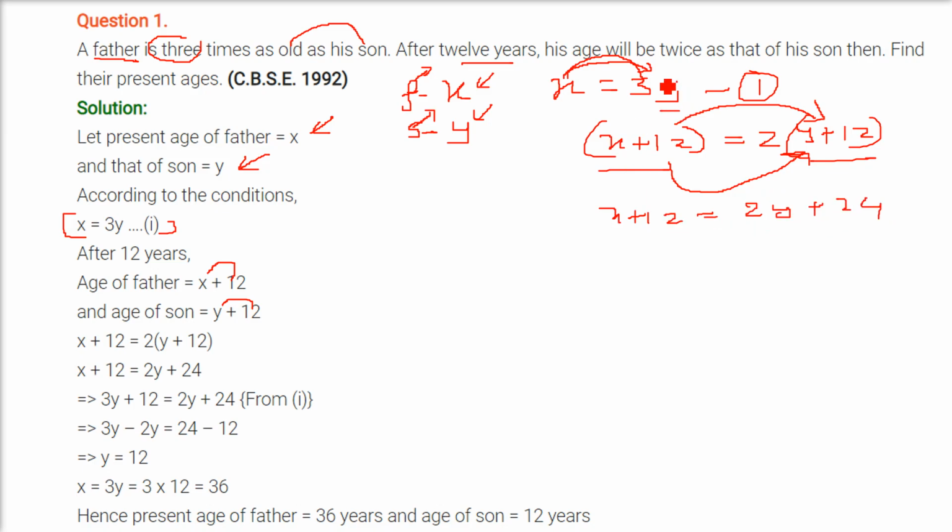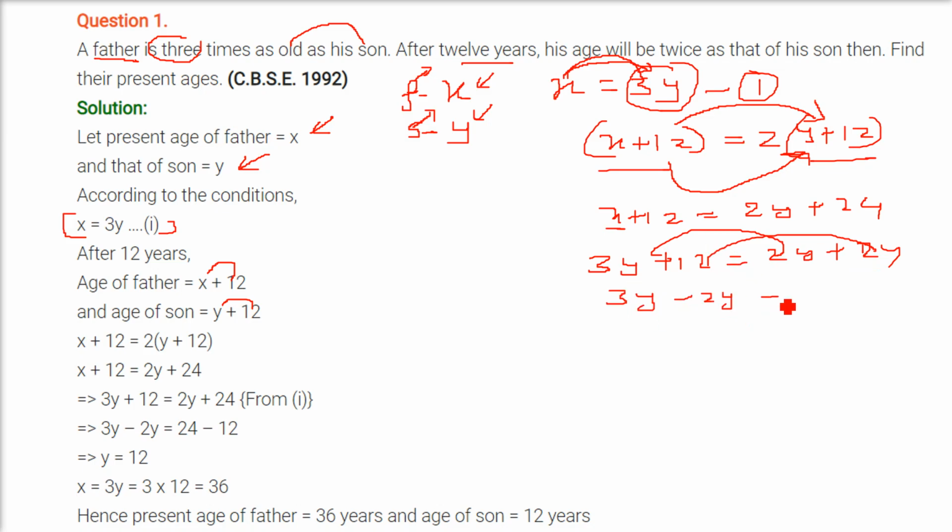Let us put X equal to 3Y here. So 3Y plus 12 equal to 2Y plus 24. Bring 2Y here, take 12 on the right hand side. So 3Y minus 2Y is equal to 24 minus 12, and Y will be equal to 12. So what was Y?